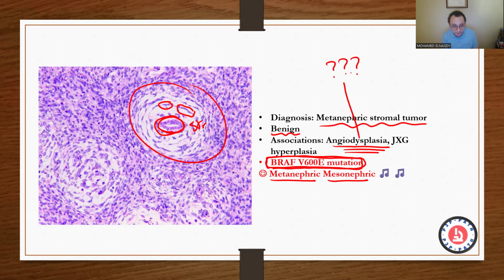That's why sometimes, when they give you this picture, they tell you the patient has hypertension, so that they stimulate your brain that this is associated with angiodysplasia. It shifts your mind towards metanephric stromal tumor, and they might ask you, for example, about the BRAF mutation. So it is associated with angiodysplasia and juxtaglomerular cell hyperplasia, which also lead to increased renin, hypertension and some electrolyte abnormalities. So classically, this usually comes in a hypertensive patient. Remember that.